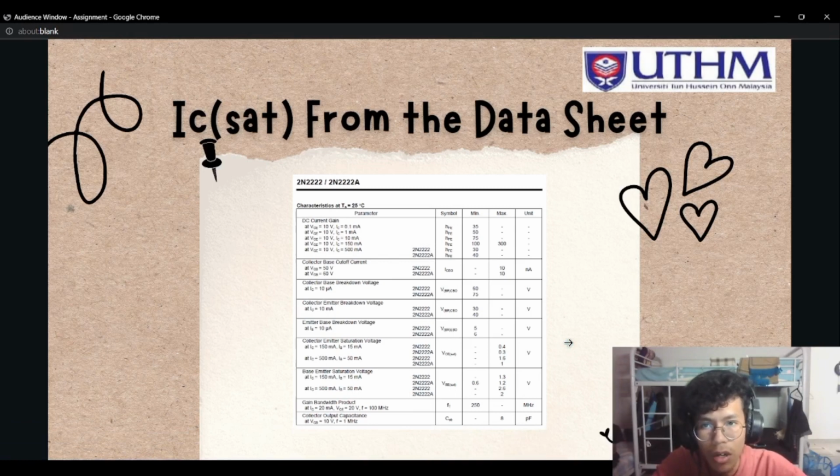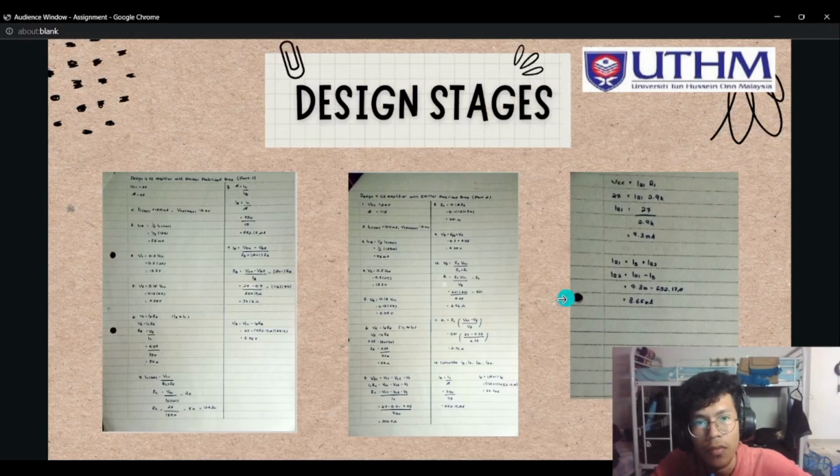I'm going to present about the saturation from the data sheet. So this is the data sheet of transistor 2N4424, and the saturation is at VCE max, which is 0.4 volt, and the IC saturation is 150 milliamp. So from the data sheet, we can get the VCE max and also the IC saturation. As for the design stages, there are two parts, part 1 and part 2.